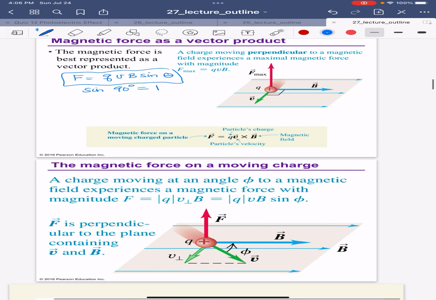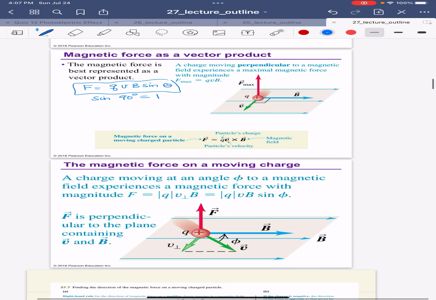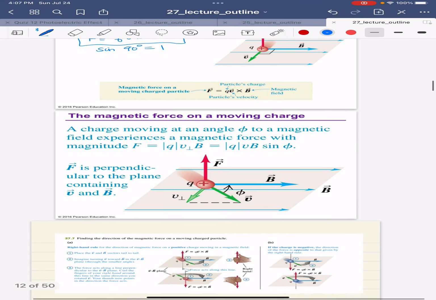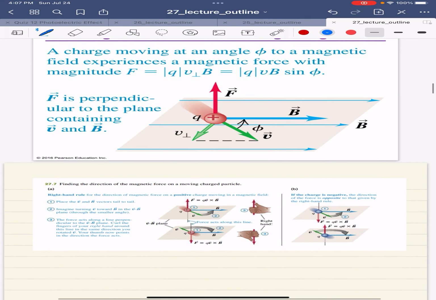Here, I'm showing you that a charge moving at an angle phi to a magnetic field experiences a magnetic force with magnitude Q. We're going to have just the absolute value of the charge, V B sine phi. I always like to use theta. The force is always perpendicular to the plane containing V and B. But the magnitude, of course, is going to be less if we have an angle that is less than 90.